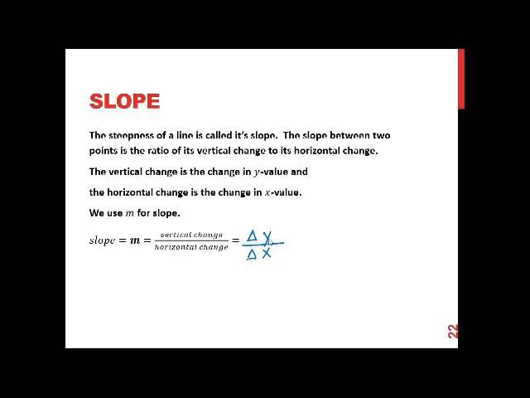So vertical change is going to be the difference between our two y values, and horizontal change is going to be the difference between the two x values. If I've got two y values, the way I find their difference is just by subtracting. So if I have 2 points, x1, y1, and x2, y2, we're just going to find the difference between the two y values and the difference between the two x values.